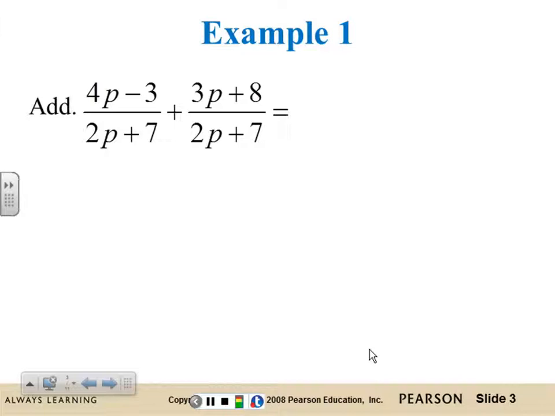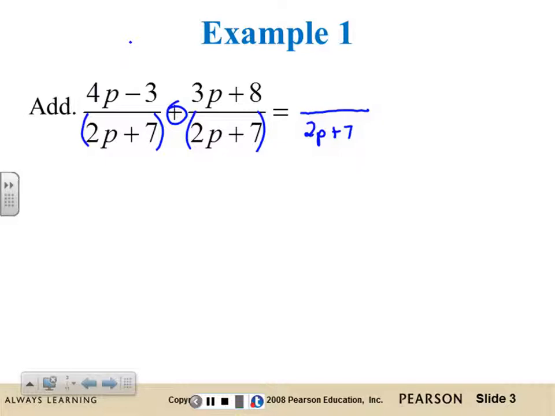Alright, so let's add these. Look at what we have. We have common denominators. Yes, those denominators are groups, but they're exactly the same group. So remember, when you have a common denominator, leave it alone. We're adding, so we're going to add the tops. To add a binomial plus another binomial, we learned how to do this in pre-algebra. You're just combining like terms.